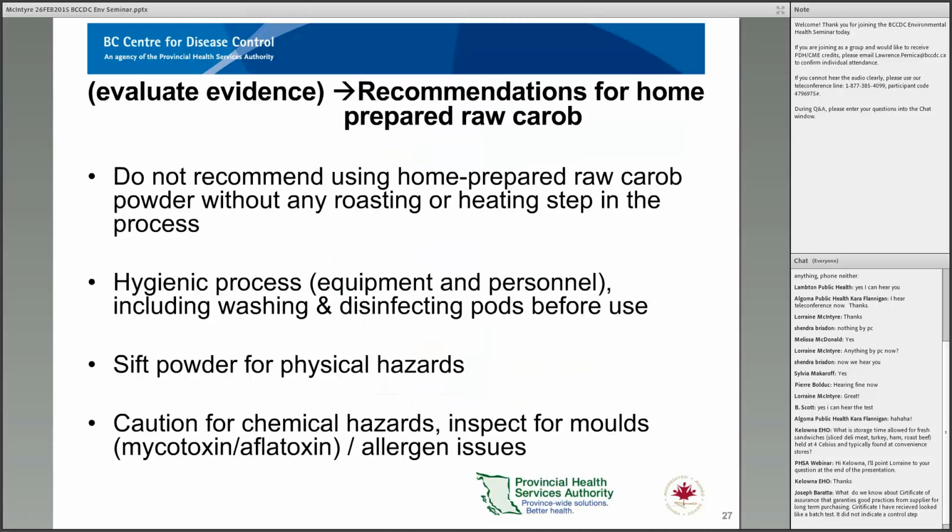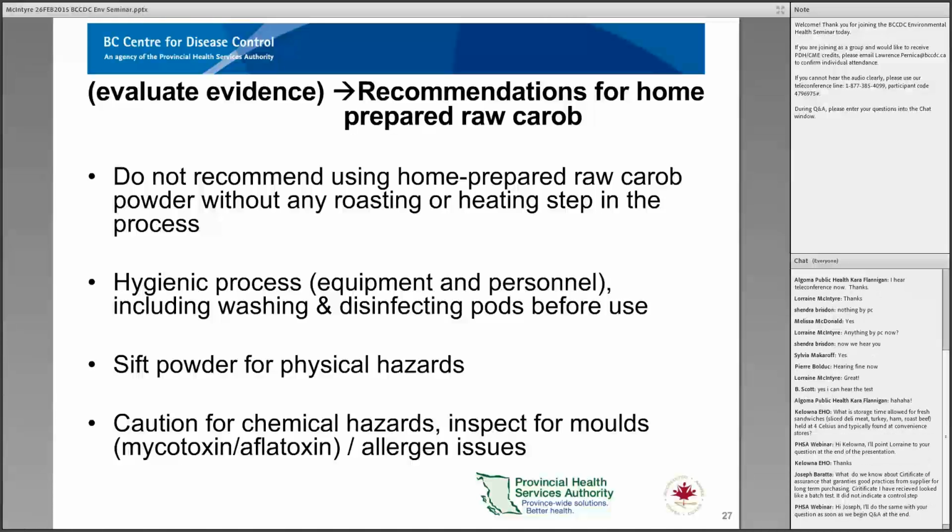Okay, so what are the recommendations for home prepared raw carob? Well, basically, we didn't think it was a good idea. When I say raw carob, this person was proposing that they would collect carob pods from a tree, de-seed them, take the beans, grind them, and use them without any roasting step or cleaning step. So we decided just to flat out say, no, we do not recommend using home prepared raw carob powder without any roasting or heating step in the process.